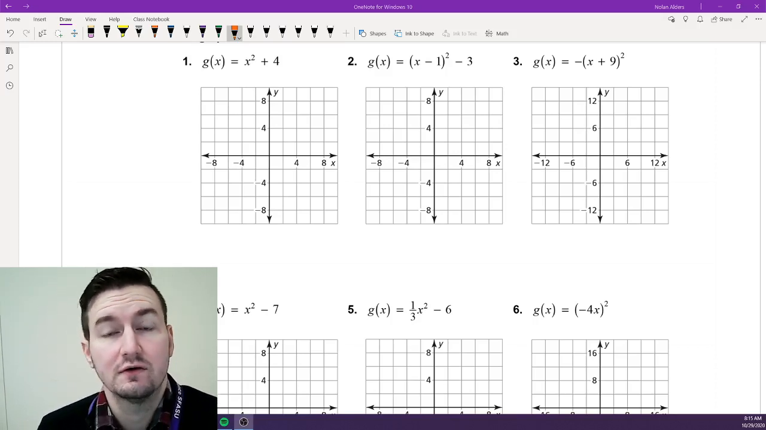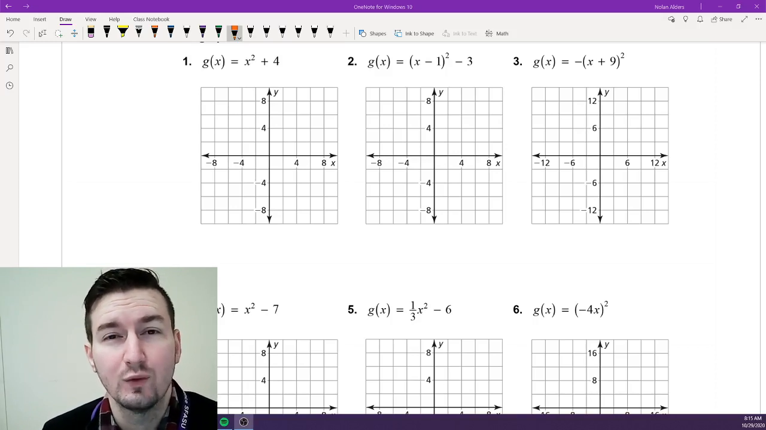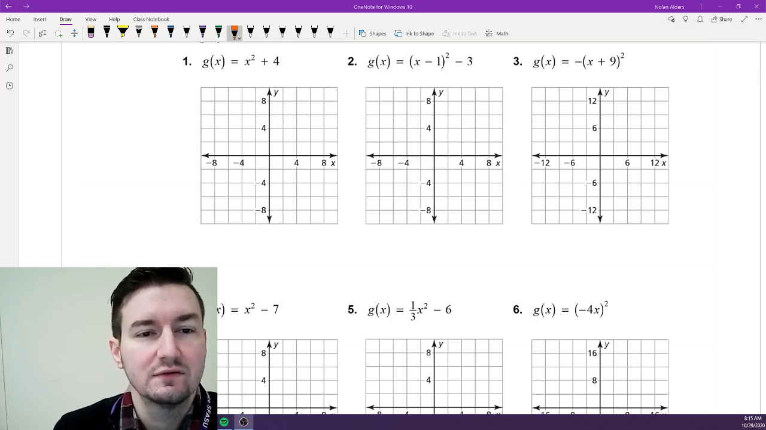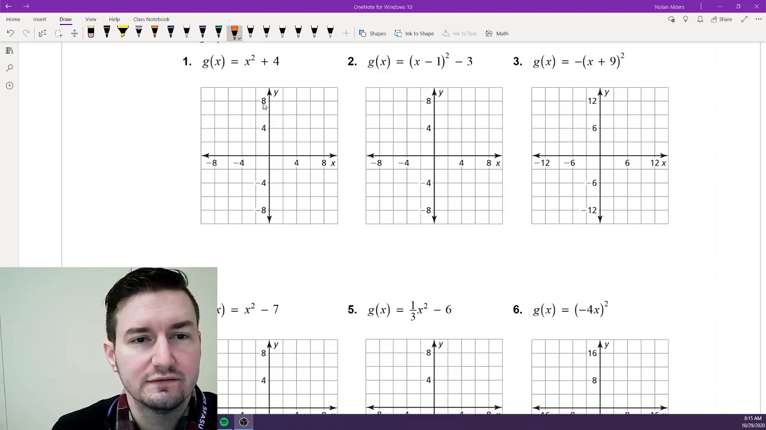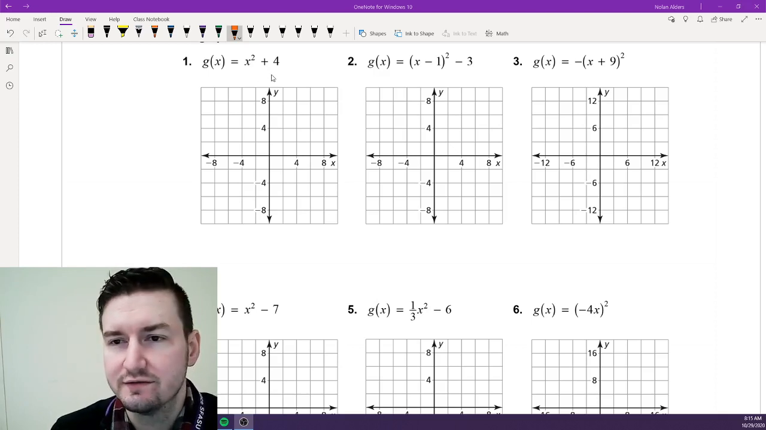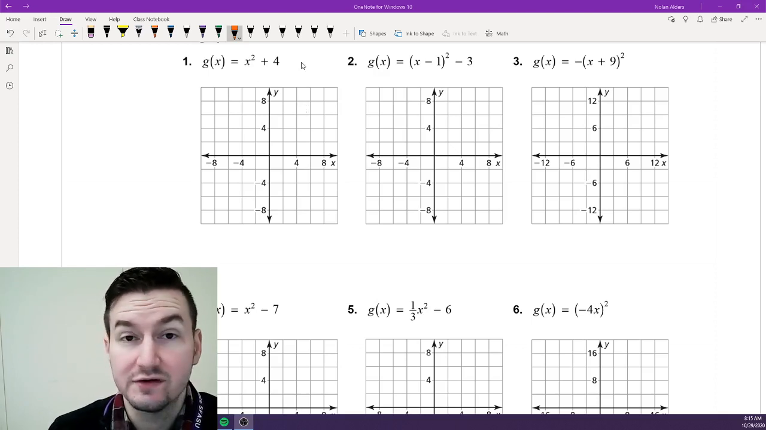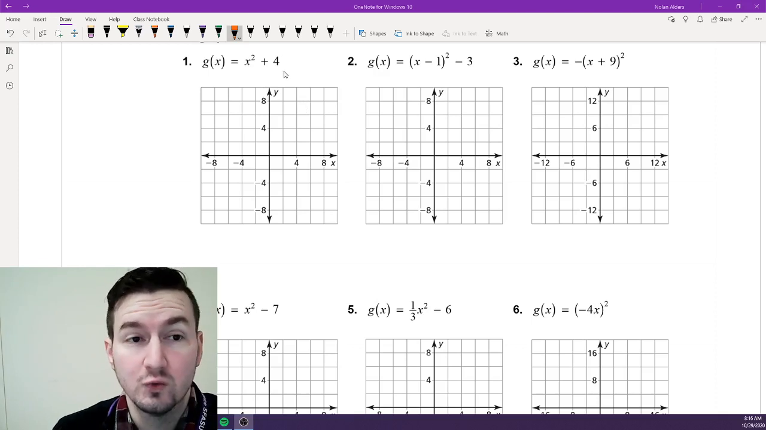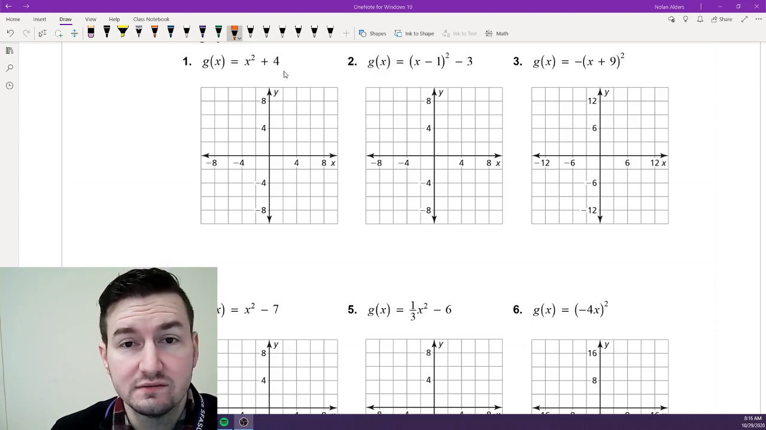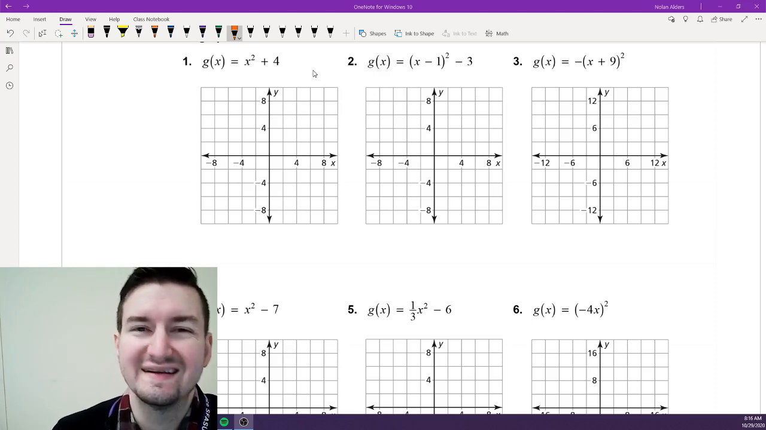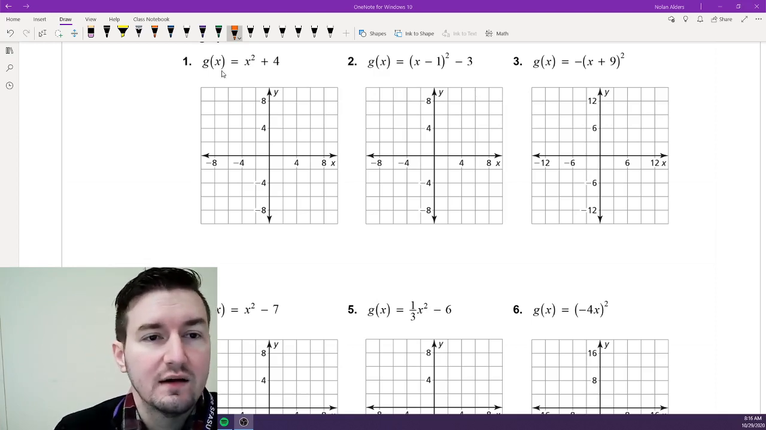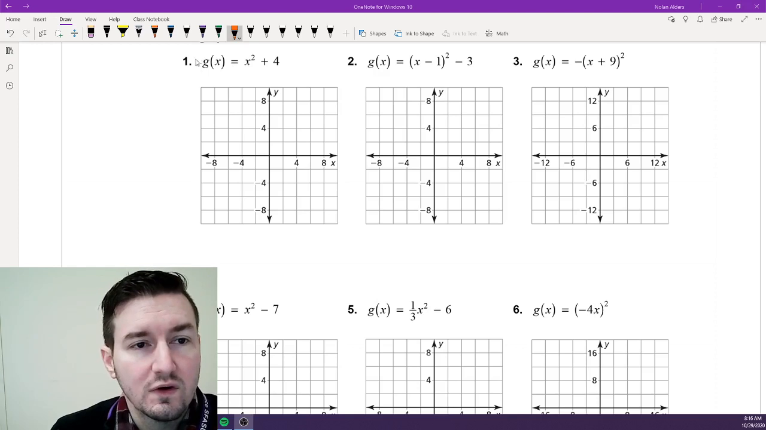I want to show y'all specifically today how we can do graphs of quadratic functions with transformations, identifying what the transformations are based on the rule or based on the equation or function. So we're gonna take a look at a few examples today. So let's look at this number one here.